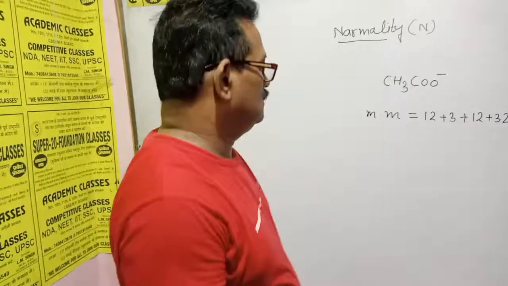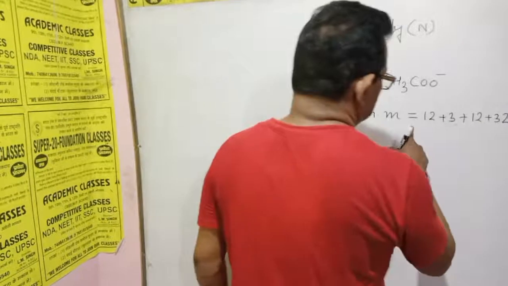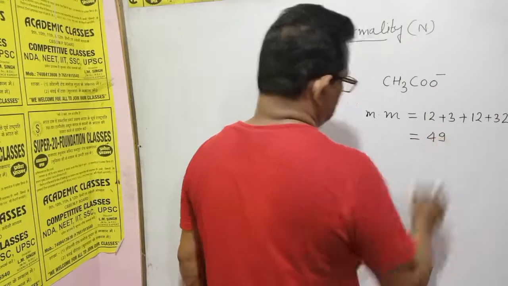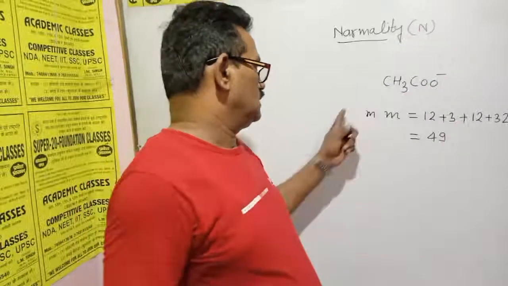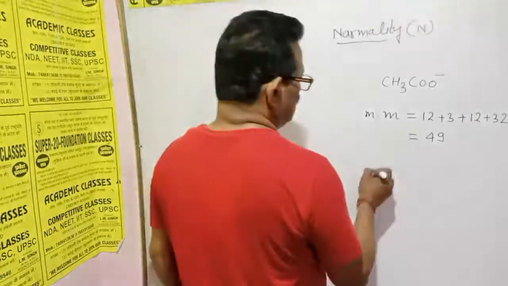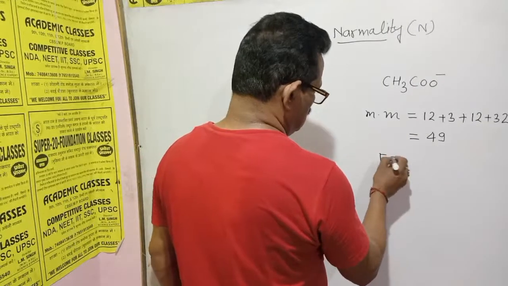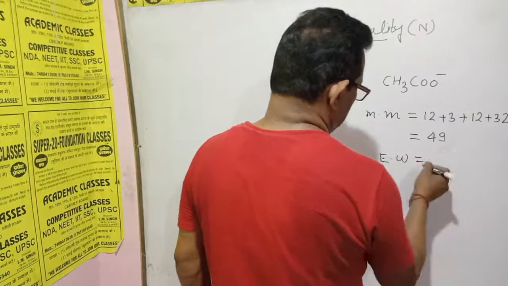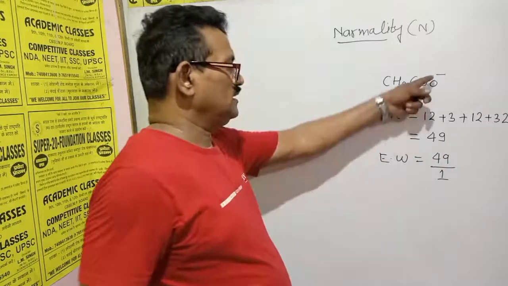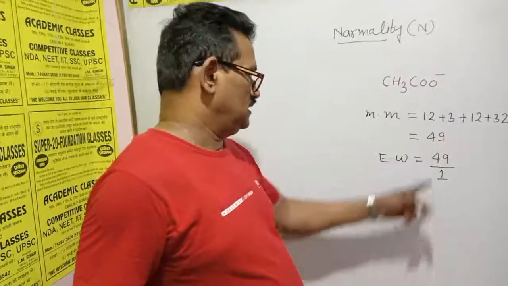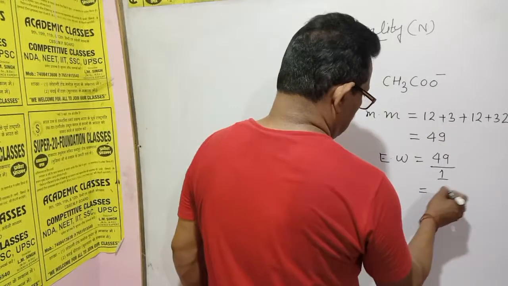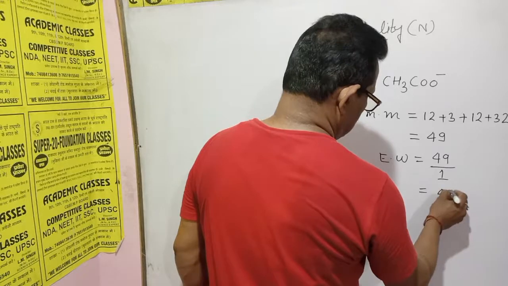Adding all, then you found it, 49. 49 is the molar mass here. The molar mass of acetate ion is 49. Then you also calculate the equivalent weight: 49 upon 1, because only one negative charge is present here. Then you divide it by 1. Then the equivalent weight of acetate ion is 49.